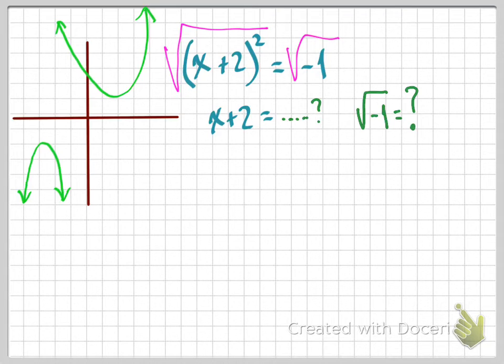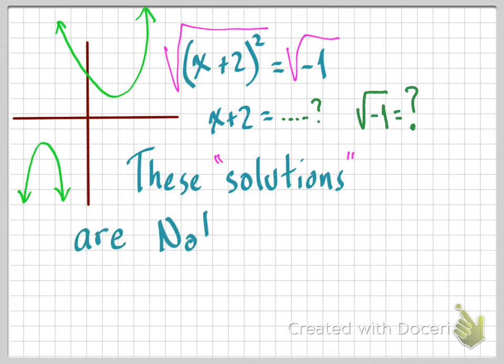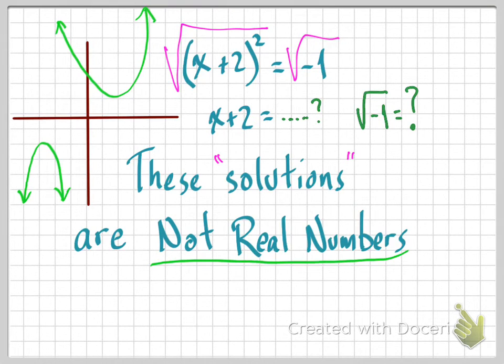Anytime you square a number, if you square a positive number or if you square a negative number, squaring a number always makes it positive. So how can you have the square root of a number that's negative? Well, this is a different kind of number. We call the solutions to equations like this not real numbers. And this is a whole other conversation that we need to have. So this video here is just kind of an introduction to the mere existence of these kinds of numbers.